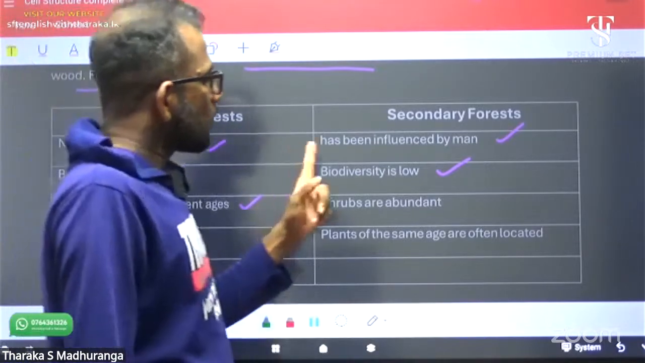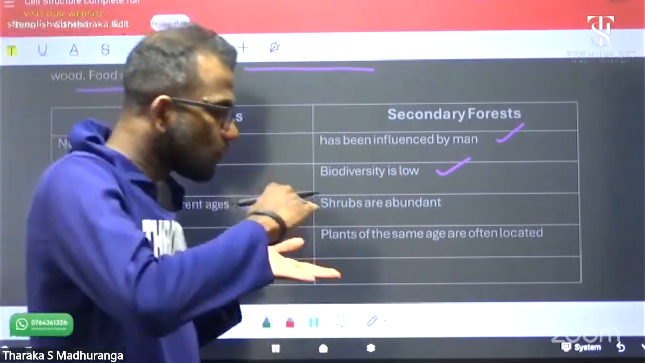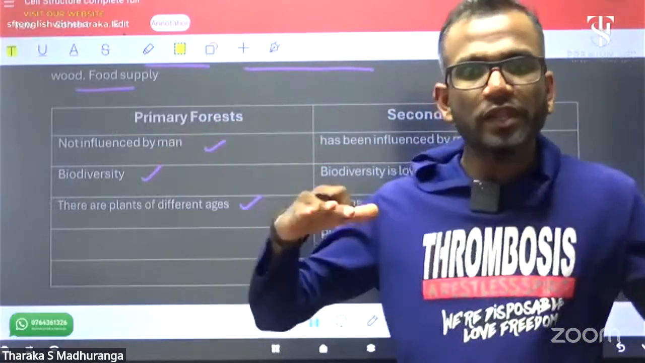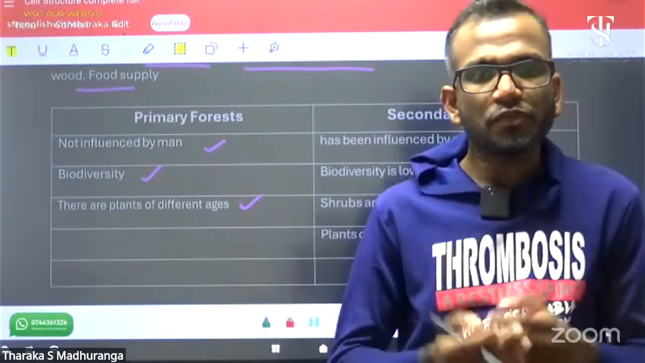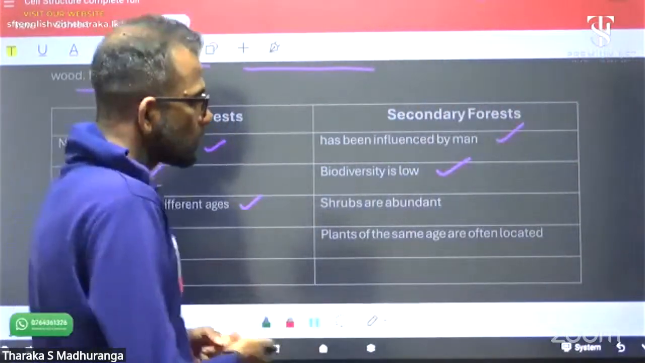Okay. Secondary forest, all plants the same age and same height. No variations. Therefore, biodiversity is very low. Biodiversity very low. Okay.